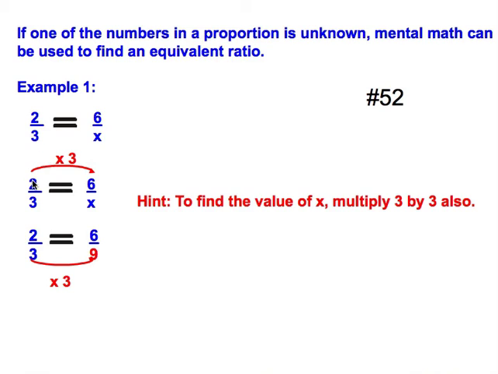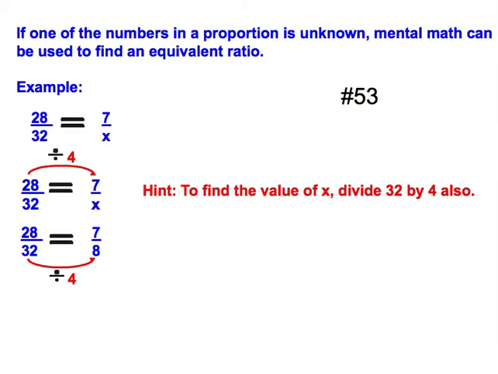You start on the side without the variable, so we're going to start over on the side with 2/3 and say to ourselves, how do we get from this side to the other side? Our answer here is we multiply by 3. 2 times 3 gives us 6. So just like with equivalent ratios where we knew both of the numbers, you're going to do the same thing on the bottom. 3 times 3 gives you 9, so x is 9.